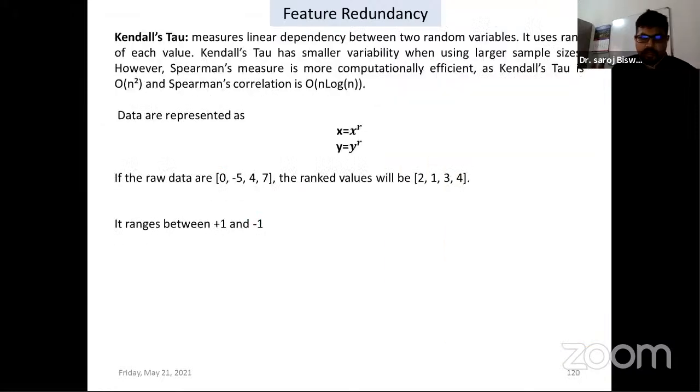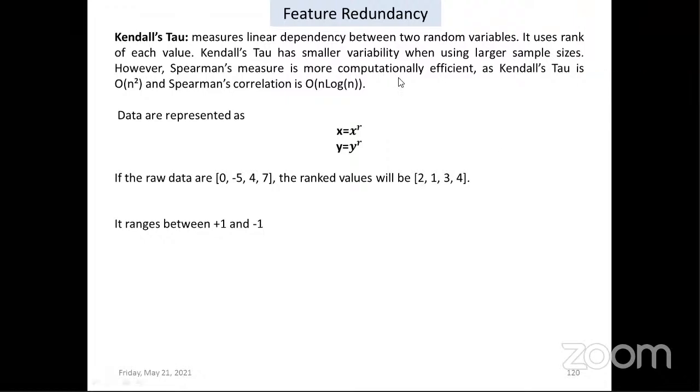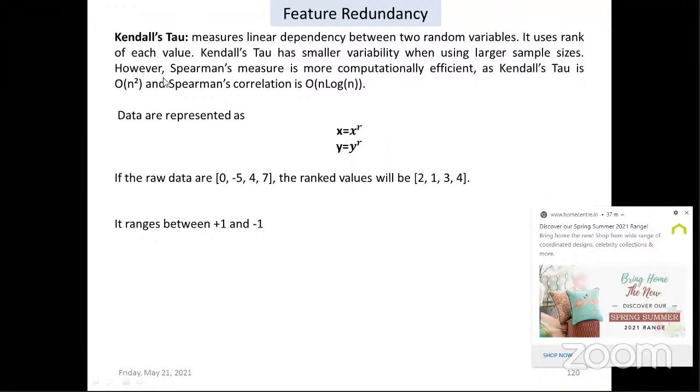Just give me a 1 to 2 minute break. I'm really very exhausted. Taking a 1 or 2 minute break, then we'll discuss this.